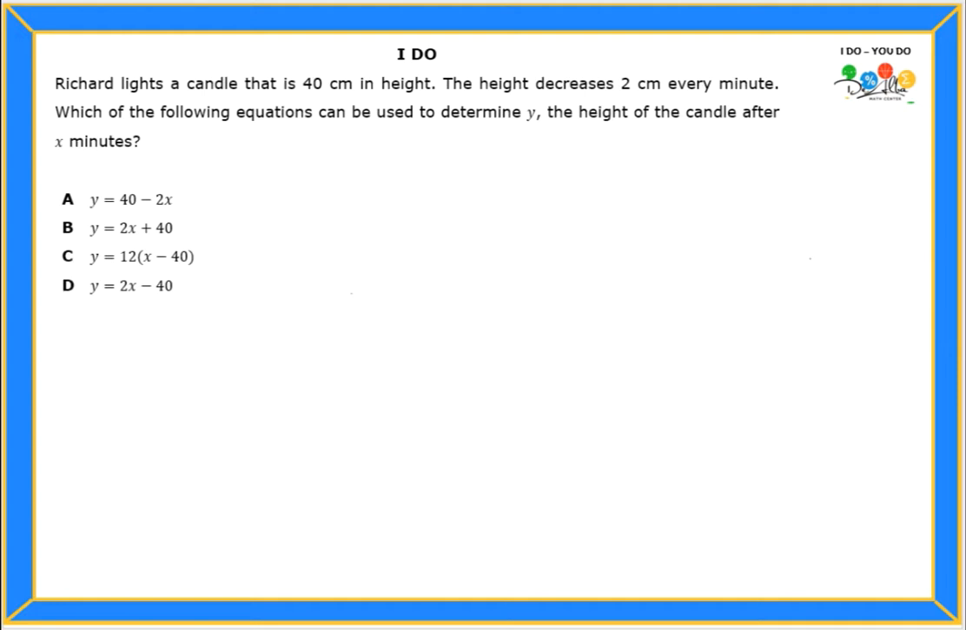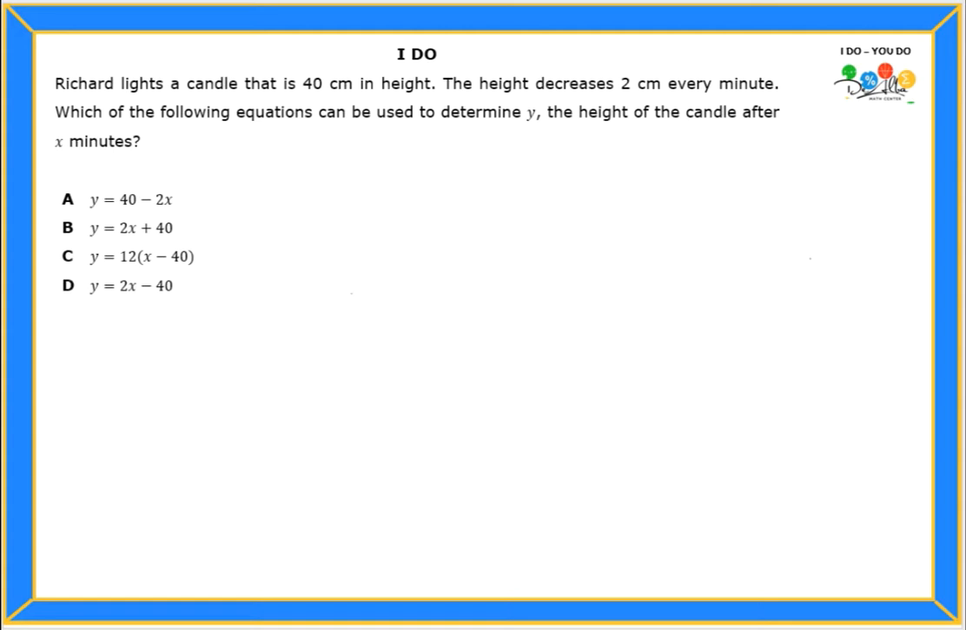Hello students, let's read the problem. It says, Richard lights a candle that is 40 centimeters in height. The height decreases 2 centimeters every minute. Which of the following equations can be used to determine y, the height of the candle, after x minutes?